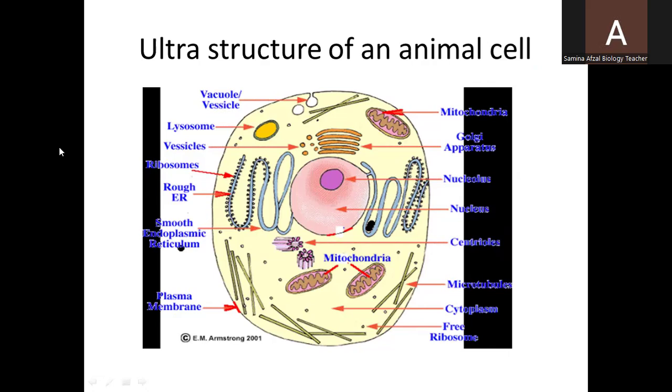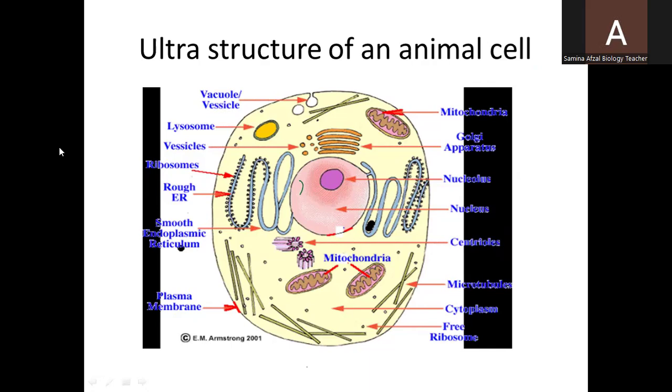Plasma membrane or cell surface membrane is the outer membrane of an animal cell. In the center, you can see a big nucleus. Inside, the nucleolus is also visible. From the nuclear envelope, you can see the endoplasmic reticulums originating, the rough endoplasmic reticulum as well as the smooth endoplasmic reticulums.